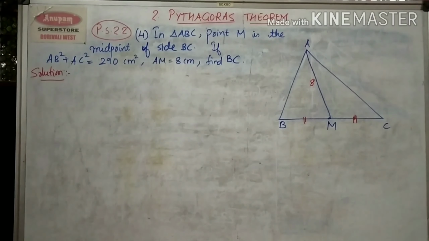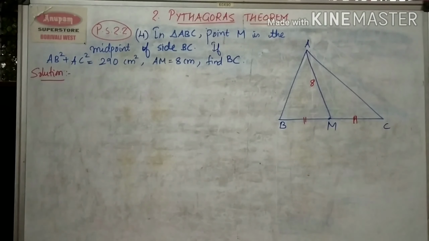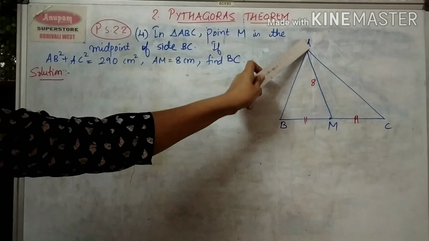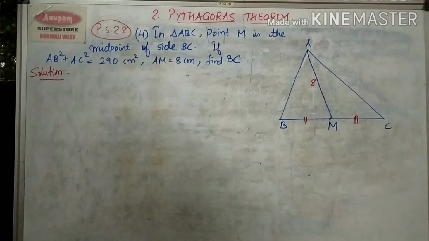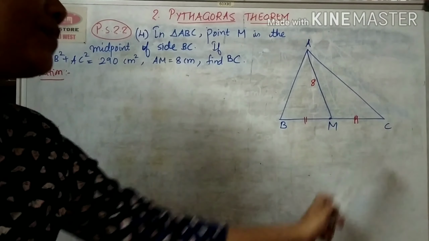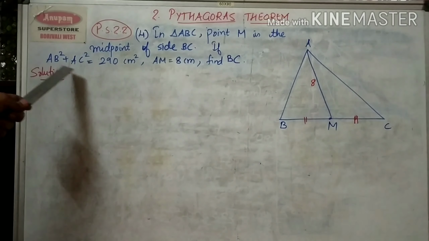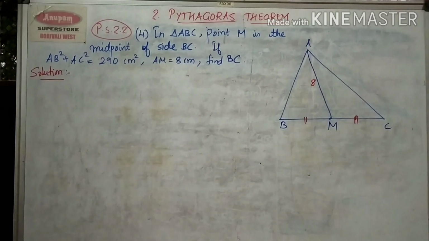Next question is very easy. In the given triangle ABC, point M is the midpoint, which means that AM will be the median. AB square plus AC square is 290. AM is equal to 8. Find BC. See children, they have given us AB square plus AC square, which gives us a hint that we can make use of Apollonius theorem. Apollonius theorem is used when you have a median in a given triangle.